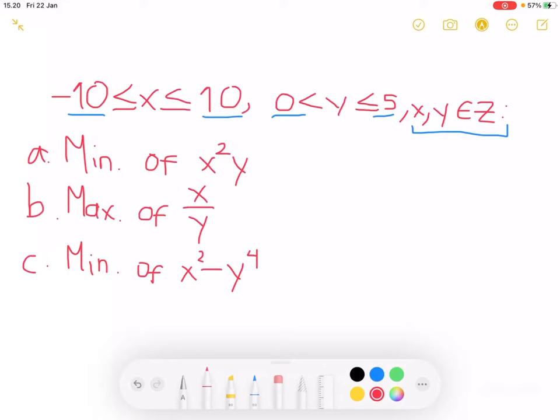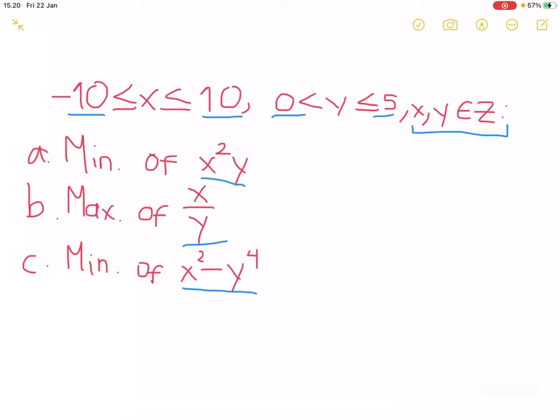So first we're going to find the minimum value of x squared times y, and next we're going to find the maximum value of x over y, and then next we're going to find the minimum value of x squared minus y to the fourth. Okay, so for the first part we're going to solve the minimum value of this.